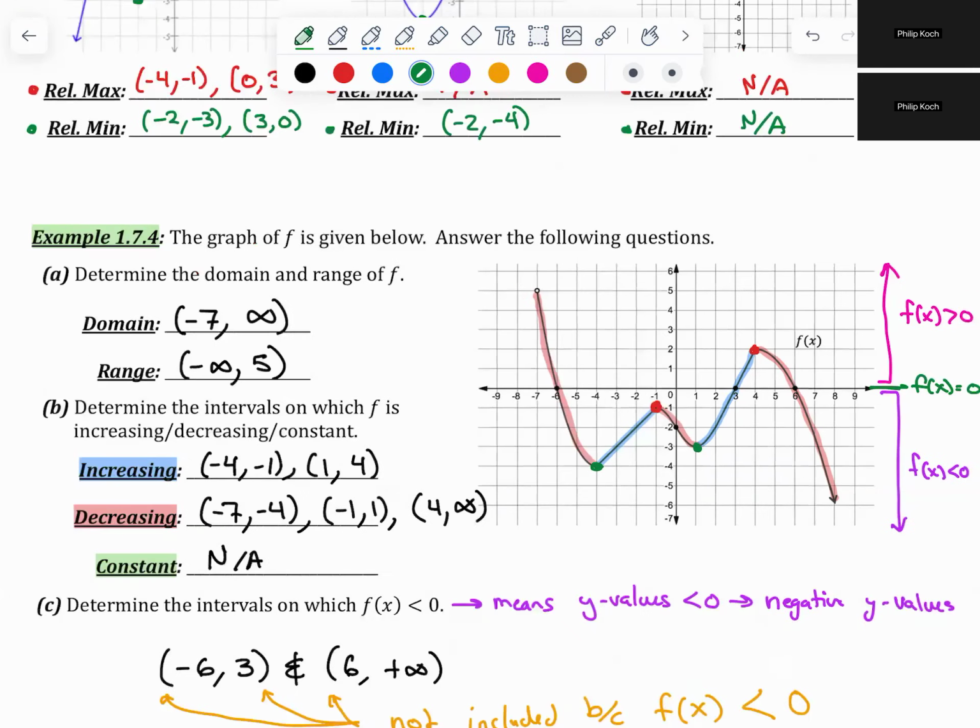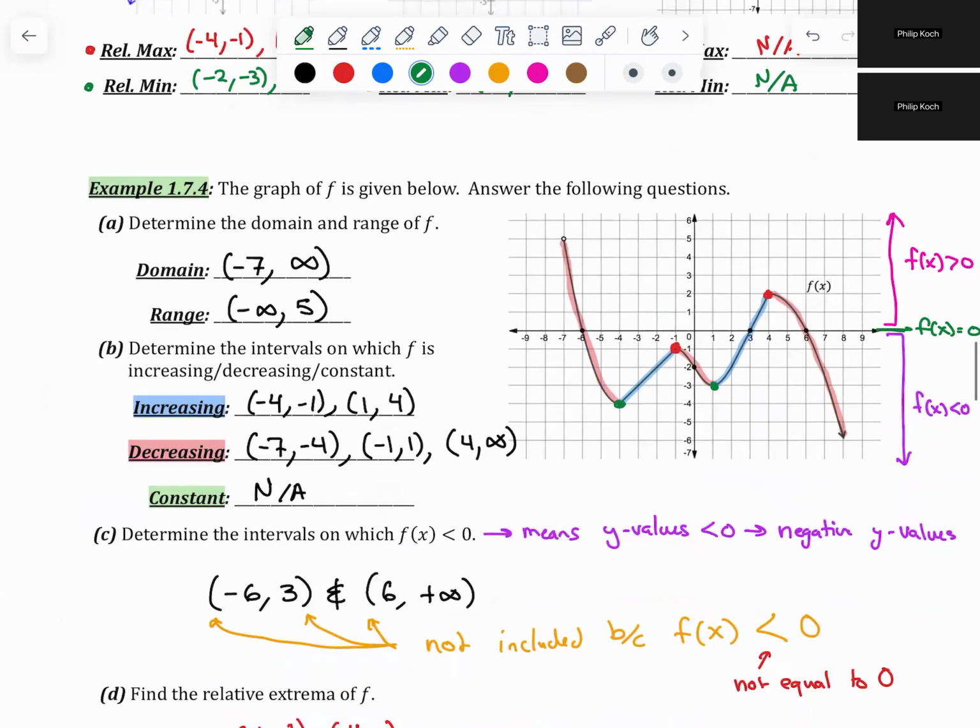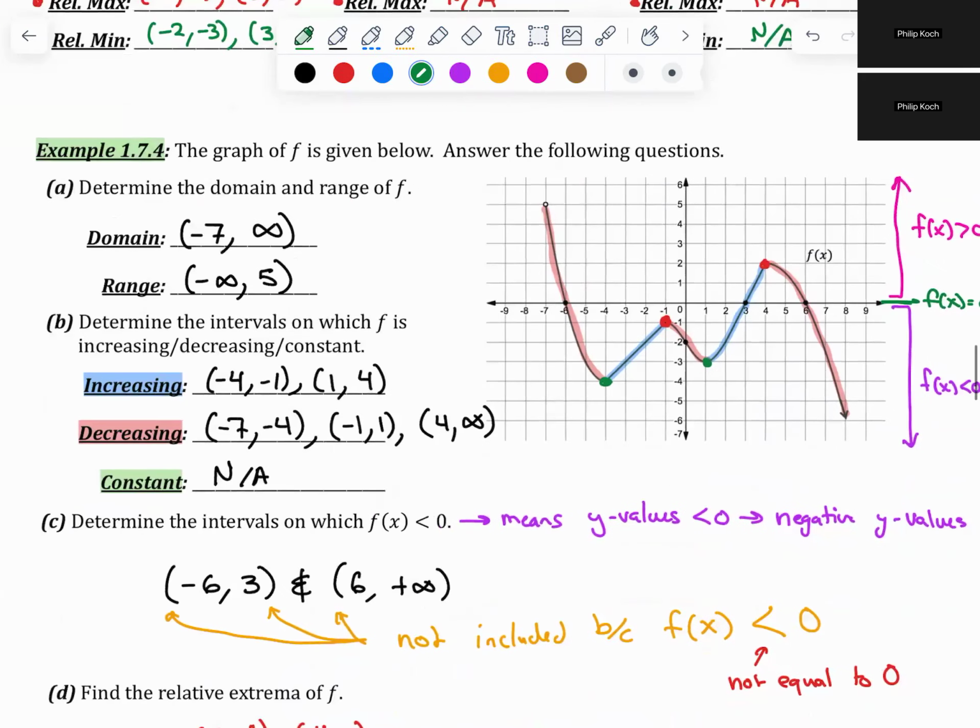Now the tricky one is the third one, part C. Determine the intervals on which f of x is less than 0. So, important thing to remember, and I'm going to say this over and over in this class, it's going to become annoying to you, I guarantee it, is that if f of x is less than 0, that means its function values, its y values are less than 0. So negative y values, that would mean that you're below the x-axis.